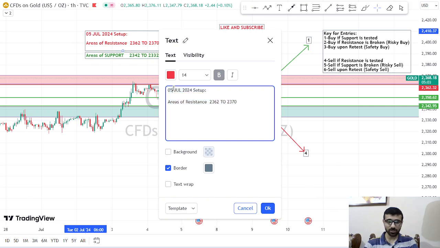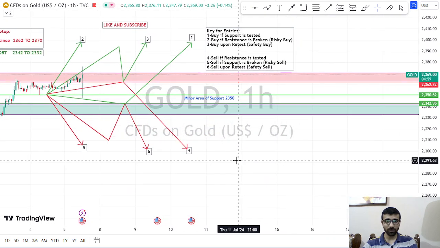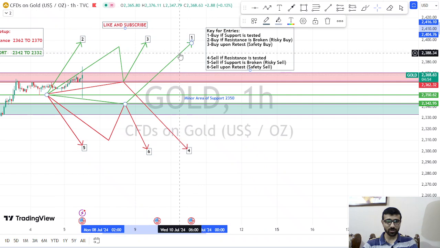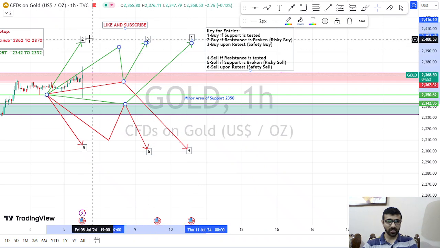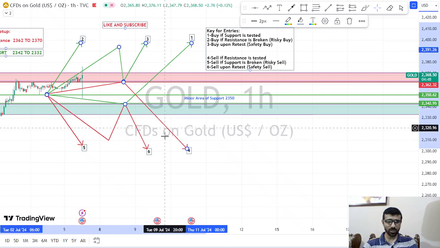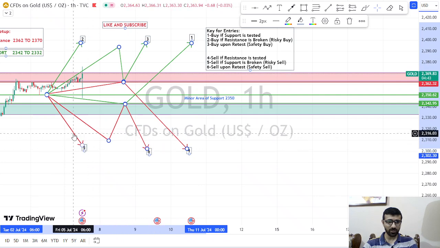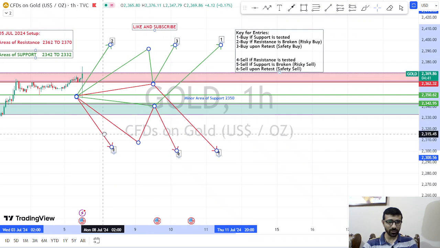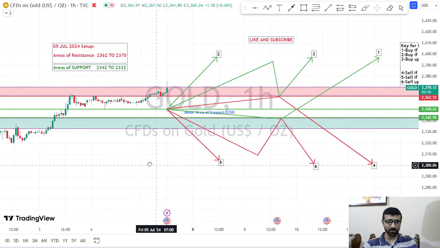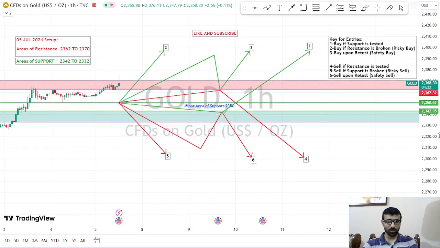I'm just going to move forward these scenarios. The levels are going to remain the same for now. So I'm simply moving forward these scenarios for you so you can easily take trades in gold versus US dollar today, and just follow the rules of the key for entries method that we discuss in every video, where I take trades in front of you. Just follow that method and you will be making some good profits. So that's all for gold for today.